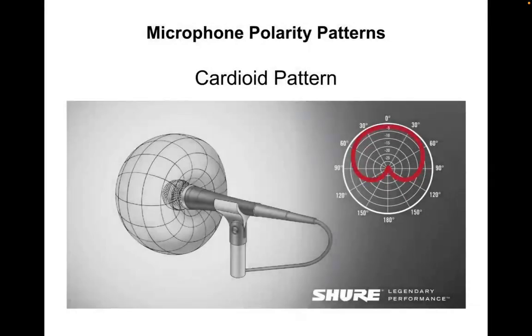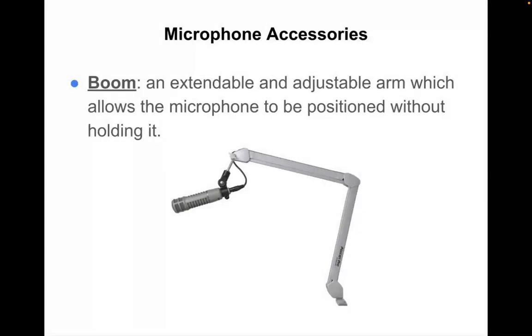Here is a three-dimensional image of the cardioid pattern with a Shure SM58 stage microphone. If you are using this microphone, you can see that you would need to be speaking toward the front of it for the best sound. Your voice level will diminish as you move to the sides and will almost disappear completely if you speak toward the back of the mic.